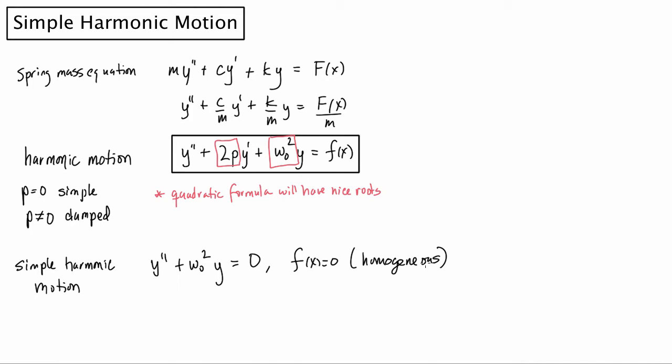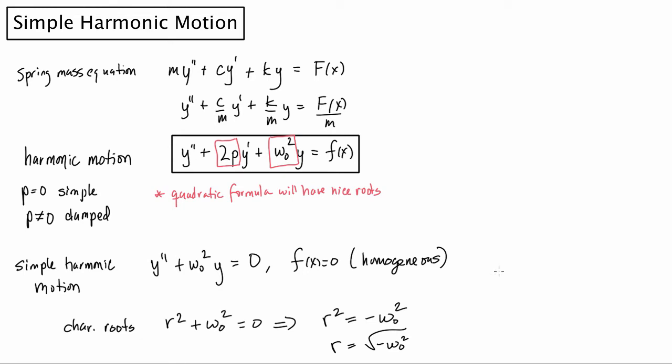In order to solve this, we would find our characteristic roots. Characteristic roots come from the characteristic equation, which in this case is r squared plus omega naught squared equal to 0, which, if I do a little bit of solving here, I get r squared is minus omega naught squared, or r is the square root of minus omega naught squared.